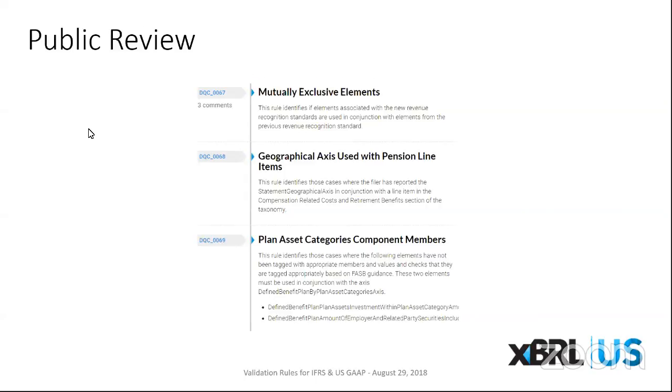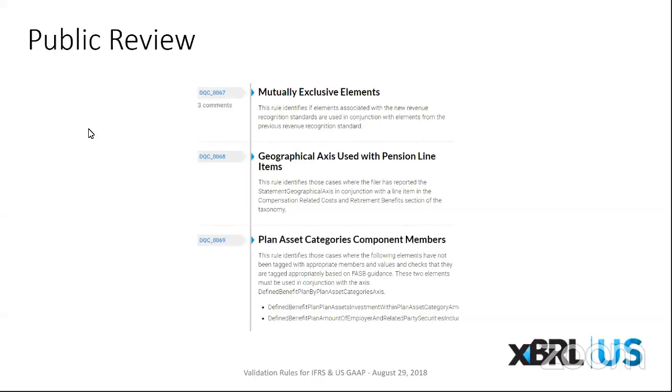So with that, this rule set version 7 is really aimed at supporting the latest implementation guides from the FASB. As many of you are aware, there are a large amount of changes made to the taxonomies for revenue recognition.